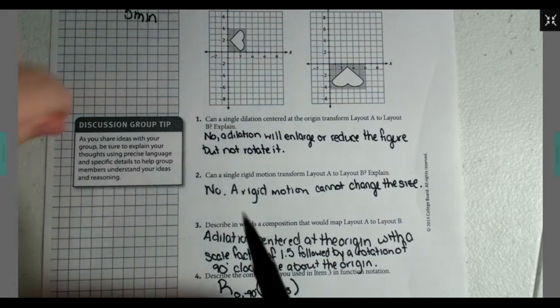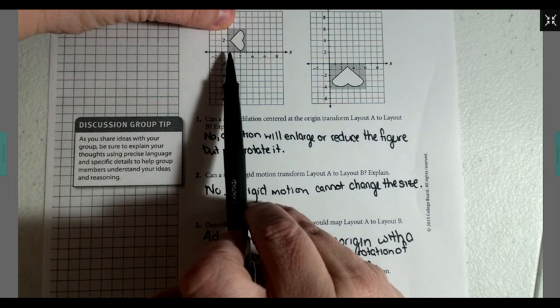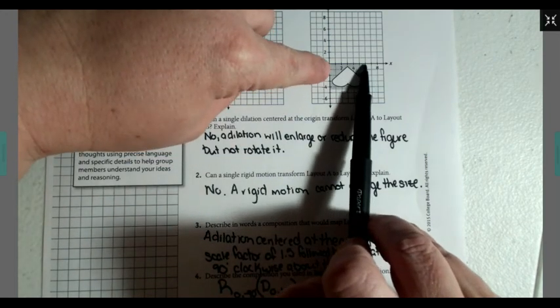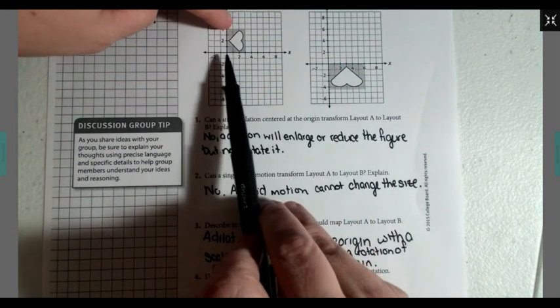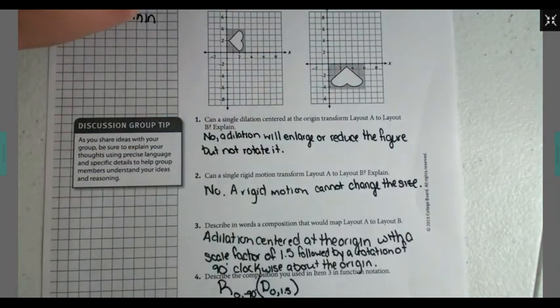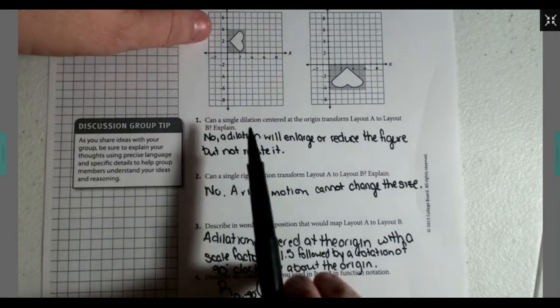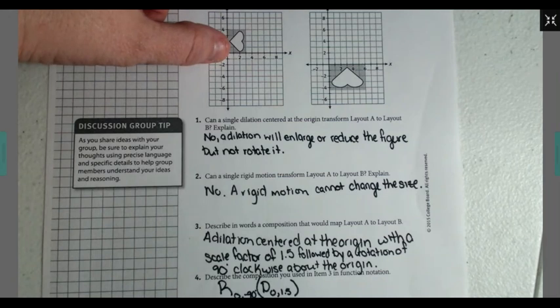So I said, well, if you look, this piece right here at the bottom of the heart is 4 units long, right? Over here, that same piece is 6 units long. So to go from 4 to 6, we can multiply by 1.5. And I did this about the origin because I wanted the origin to stay in its same location.